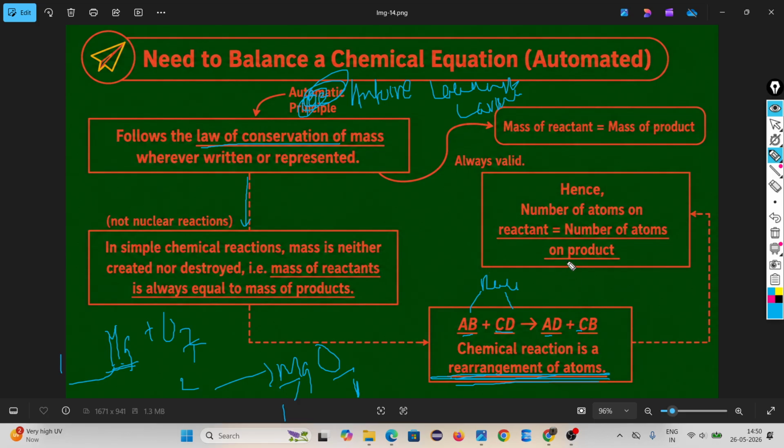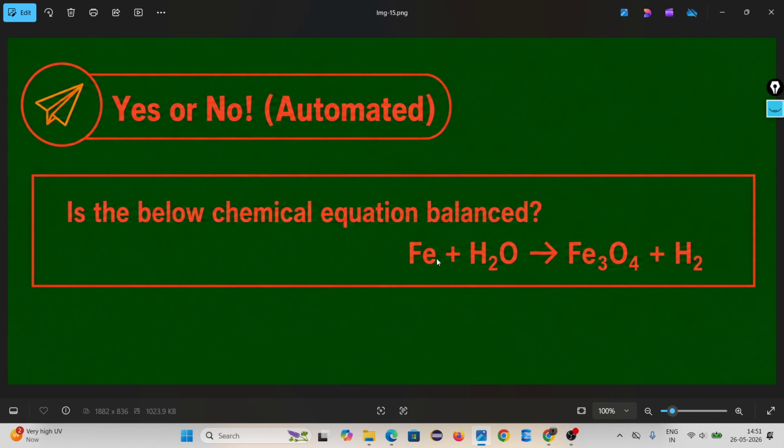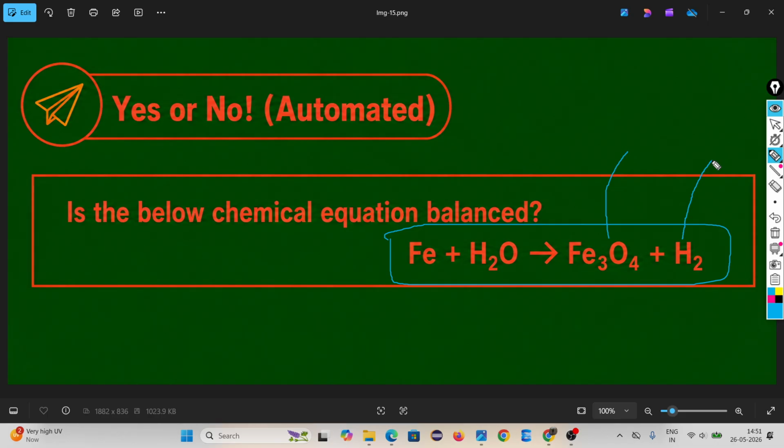Suppose there are 3 atoms. Their mass should be equal. If atoms increase from 3 to 4, that means mass will increase, right? If atoms decrease from 3 to 2, then mass should decrease, right? So we have to balance the chemical equation. Then how to do it? Is the below chemical equation balanced? Iron reacts with water to give iron oxide and hydrogen gas. Is it chemically balanced? Look. On the left hand side, how many iron atoms are there?